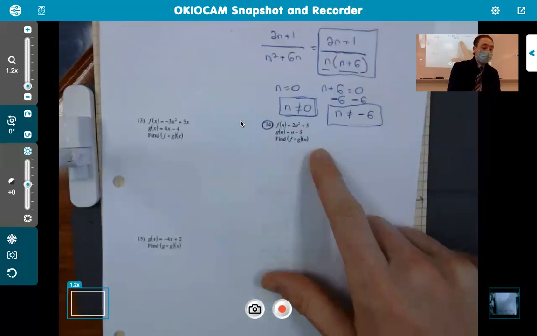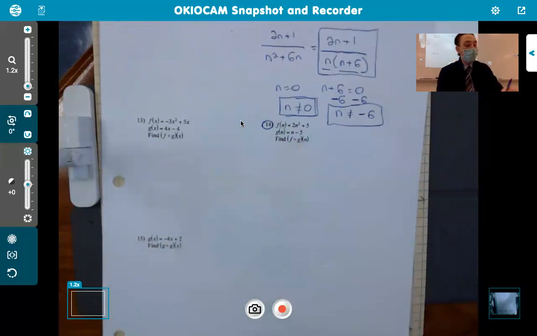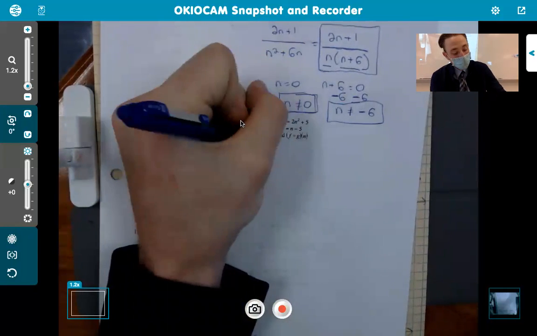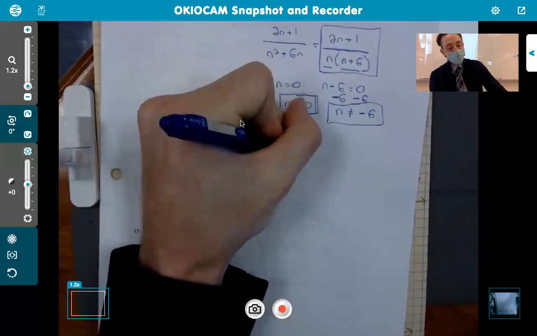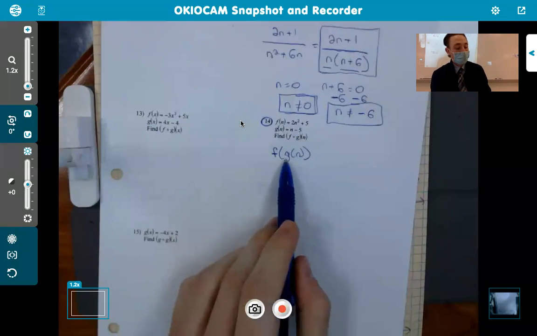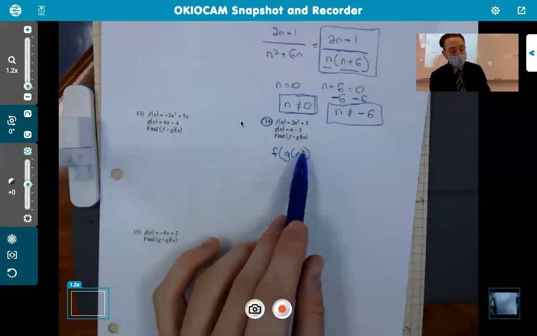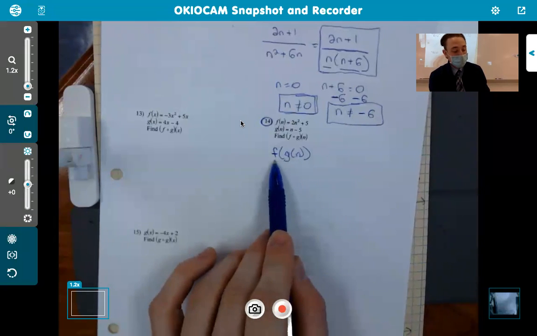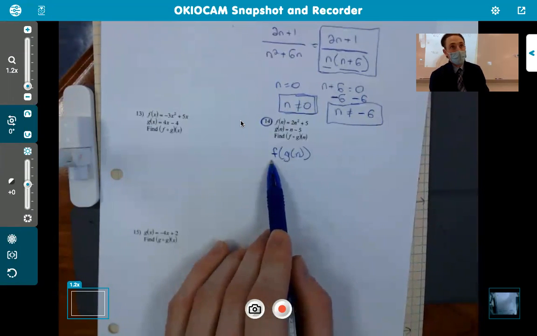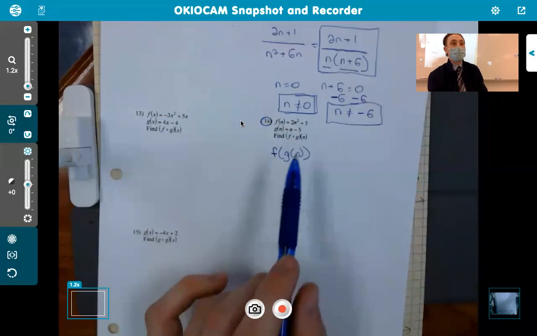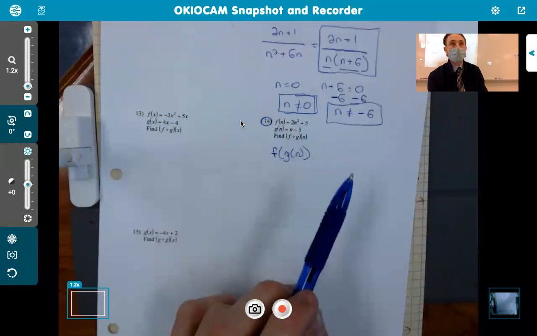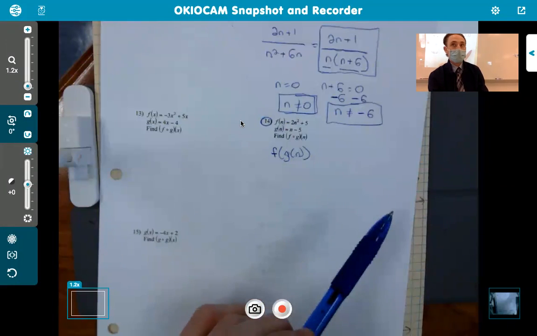Sometimes it will be written like this, so the f circle g of n. Other times, and like you'll see on the review game today and on the quiz, it'll kind of be written as f of g of n, something like this. So you know to plug in g of n wherever you see a variable in the f function. Do we remember talking about this a week or two ago when we first started chapter 6?